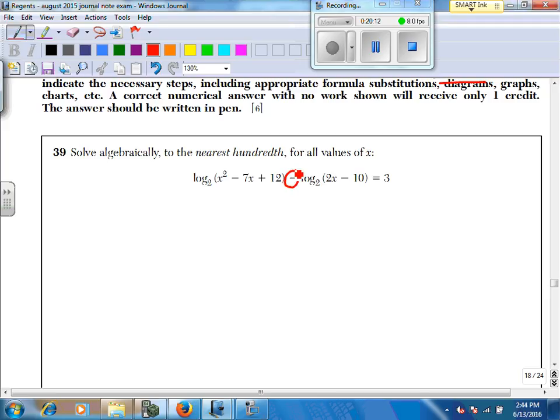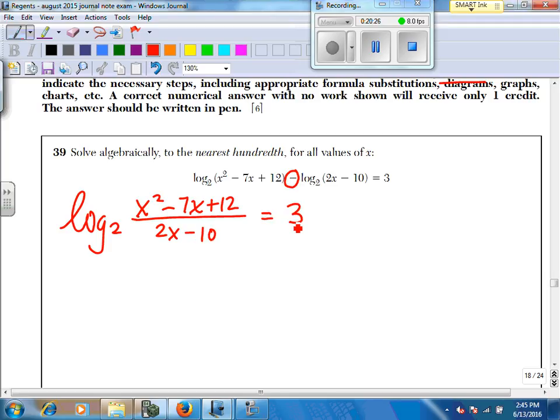Where would that minus sign have come from between those 2 logs? Well, we know that that minus sign came from division. So I'm going to condense those logs back together using division. Now, what most of you probably want to do is just solve this equation. And if you do that correctly, you'll still get a good amount of credit. You actually could get up to 4 points if you solve that equation correctly. That's not how we're going to do this problem. It's not how you're supposed to do the problem.